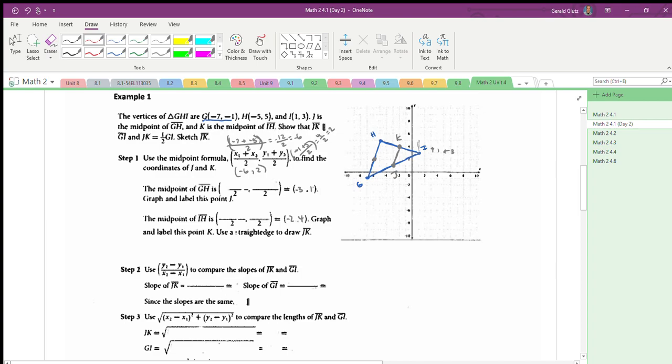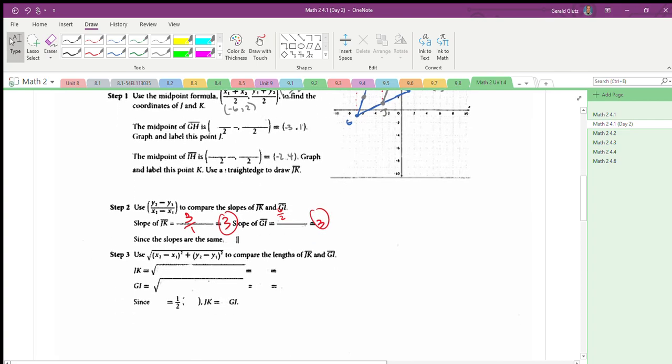So we're doing the second thing right now, which is proving that they're parallel by finding that they have the same slope. So the slope of JK, it goes up 1, 2, 3, and right 1. So the slope of JK is 3, or 3 over 1. The slope of GI, so 1, 2, 3, 4, 5, 6, 1, 2. So it goes up 6 over 2. So 6 over 2, which does equal 3. So they do have the same slope. They both have a slope of 3. Since the slopes are the same, JK is parallel to GI. That's what we need to write right there.